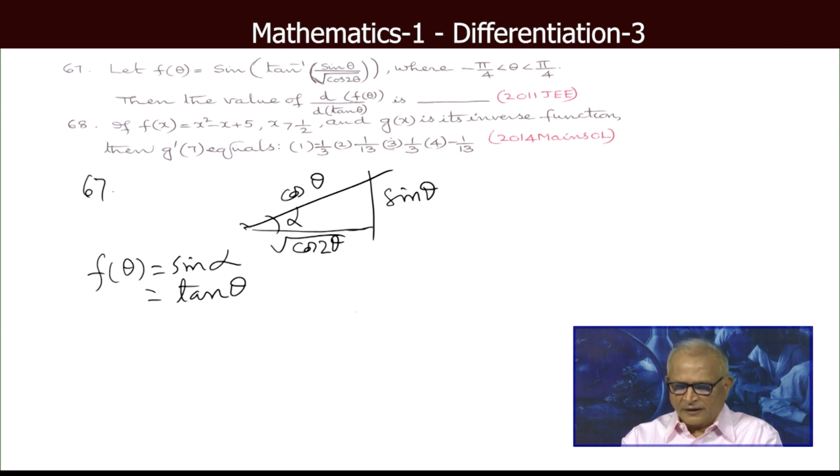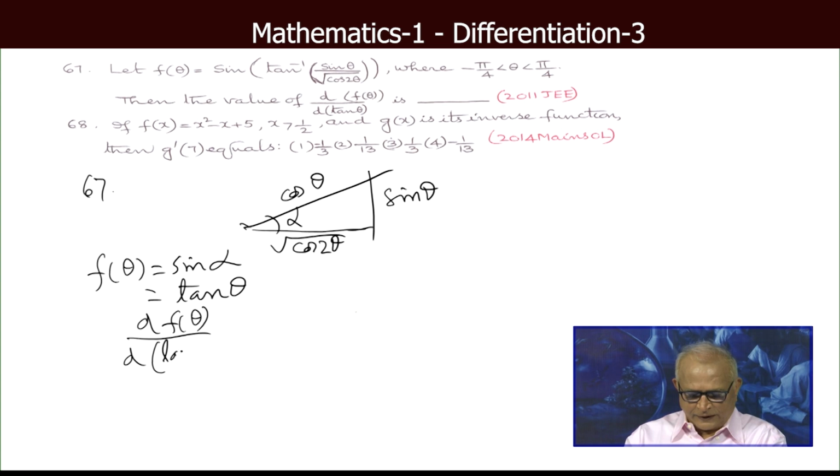He is asking derivative of f theta with respect to tan theta, but f theta is same as tan theta. So, what is the derivative of f theta with respect to tan theta? Both f theta and tan theta are equal. So, derivative of any function with respect to same function is 1. So, simple. 2011 JEE, the answer is 1. Next is 68.